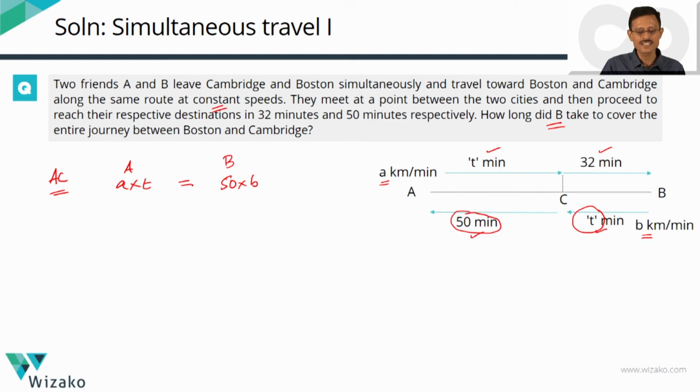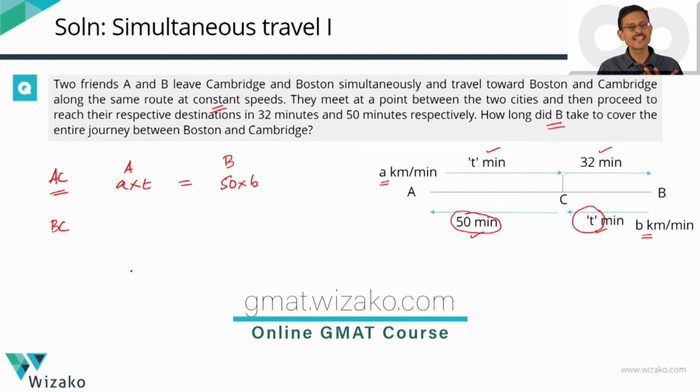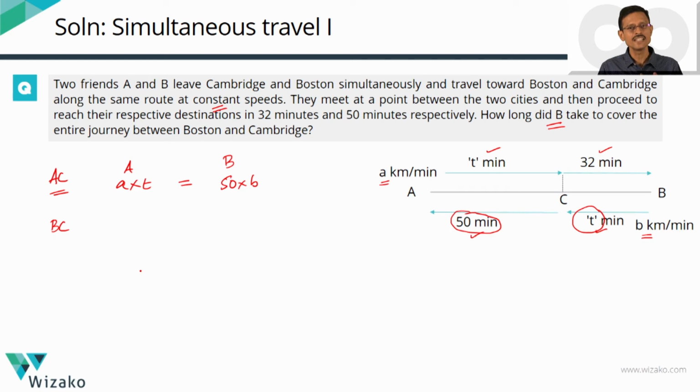So AT is equal to 50 into B. Let's repeat the same exercise with this distance BC. Pause the video here. Compute the distance BC as A travels it. Compute the distance BC as B travels it. Equate it and then come back to the video.